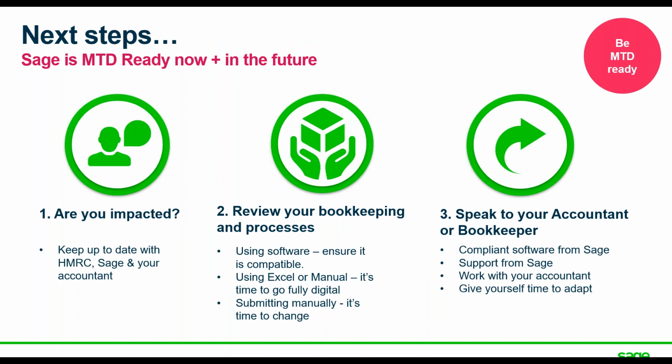So next steps. Sage is MTD ready now and in the future. So first step is to keep up to date with HMRC, with Sage and your accountant, and look at, are you impacted and when? Step 2, start reviewing your bookkeeping and processes. Are you using software at the moment? If you are, ensure it's compatible. If you're manual or using Excel, submitting manually, it's time to change and time to go fully digital.